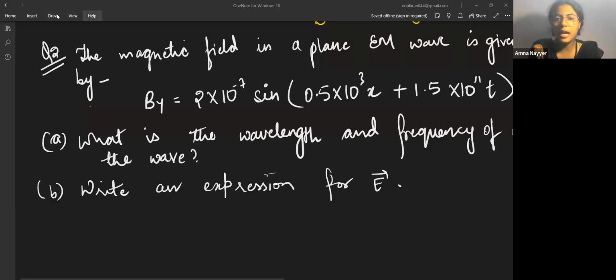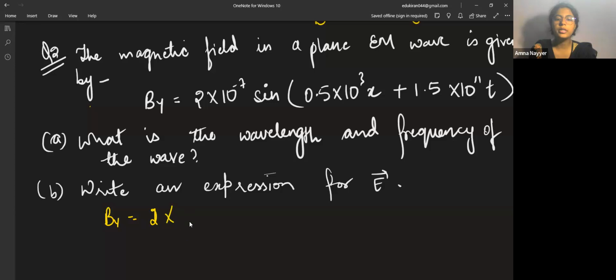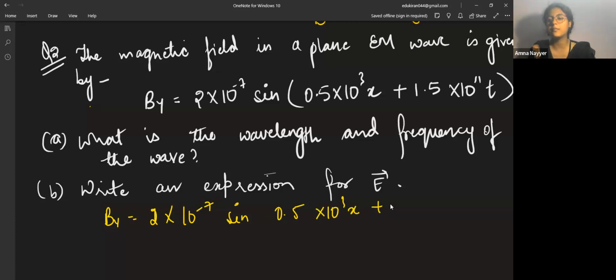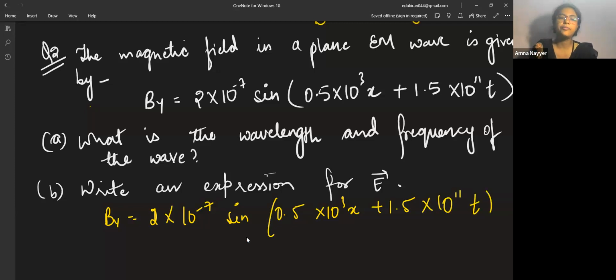See, this question has given you the value of magnetic field along the y-axis to be By is equal to 2 into 10 to the power minus 7 sine of 0.5 into 10 to the power 3 x plus 1.5 into 10 to the power 11 t. You have to tell the wavelength, the frequency, and the expression for the electric field.